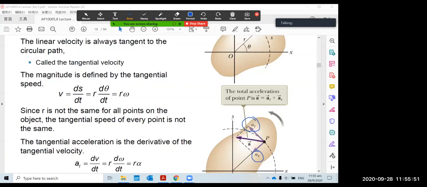What is that centripetal acceleration about? Excuse me, could you please turn off the microphone? Right, thank you. So what is that centripetal acceleration about?